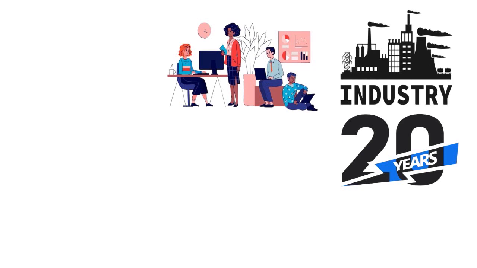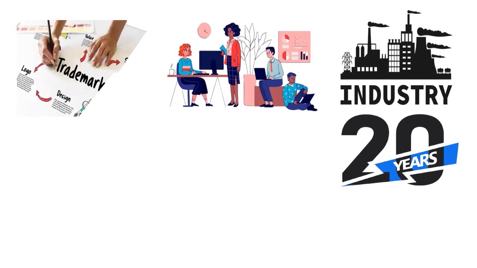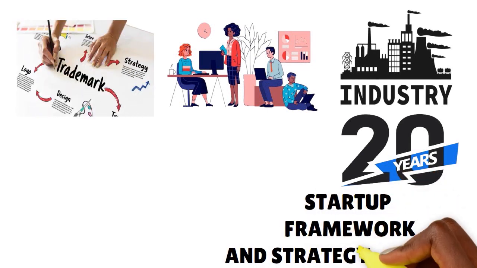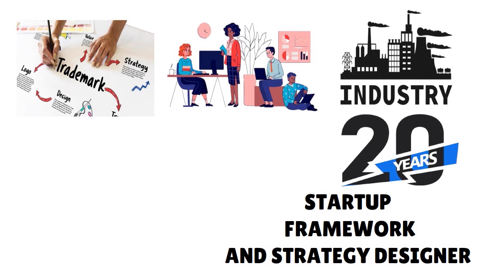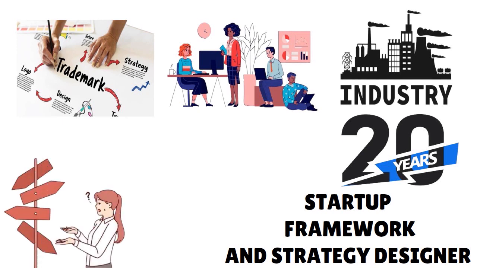And the options with iPlanner is that they've got 2 trademark business planning services, startup framework, and strategy designer. So this can be confusing when you are navigating their sites, to be honest. But it's good to have options. So this is kind of cool.